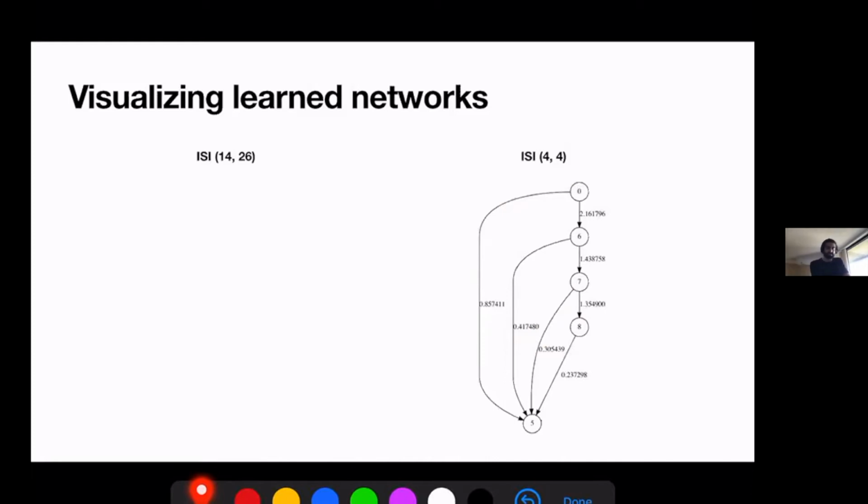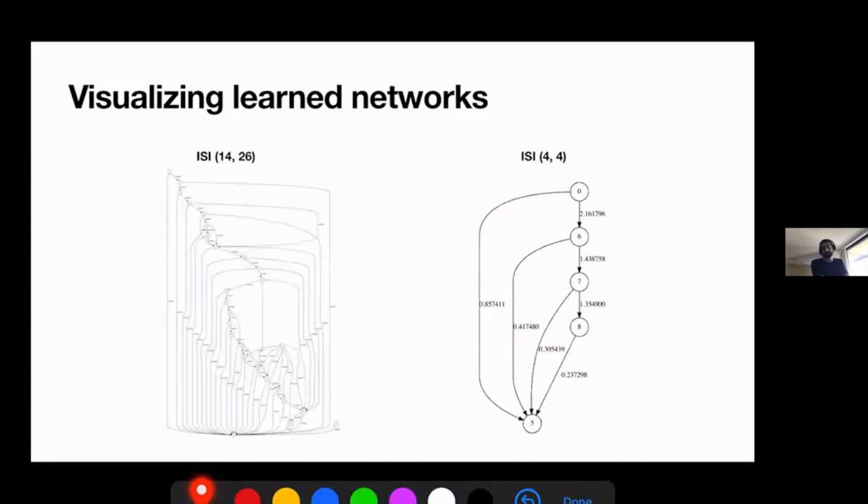And then if you apply the same algorithm with a different ISI, so now ISI is stochastic, 14 to 26, then the network that emerges looks very different. But if you look at the error, this is close to the optimal solution for this task. And if you zoom into this network, what you would see is that it uses the US to reset the prediction as it should. So if you see US after, let's say, 16 time steps, you would want to make your prediction 0 immediately.